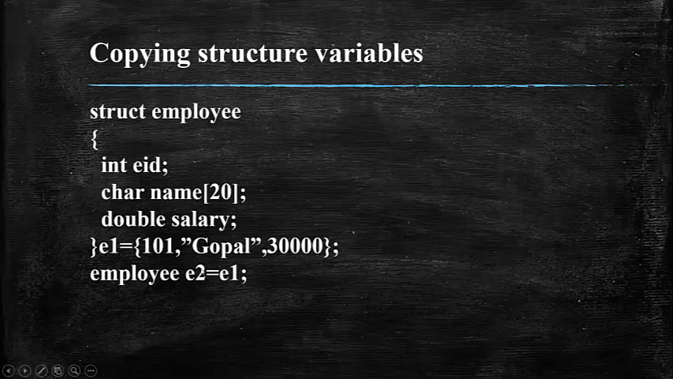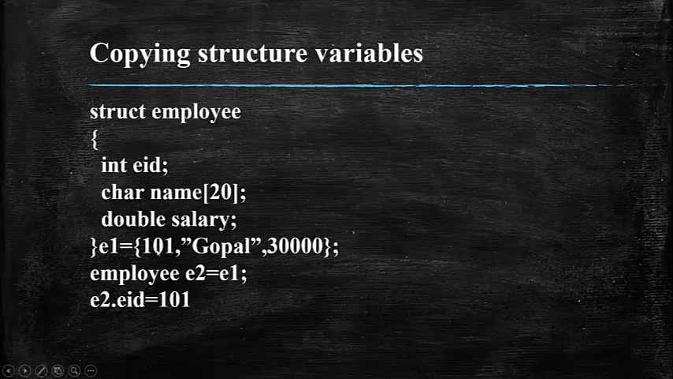So e2 will now have whatever values were pointed to by the members of the employee structure: employee ID, name, and salary. The same values will be possessed by the variable e2 as well. So if I try to access the employee ID with the variable e2, it will have the same value, 101, that was given in e1 dot employee ID.